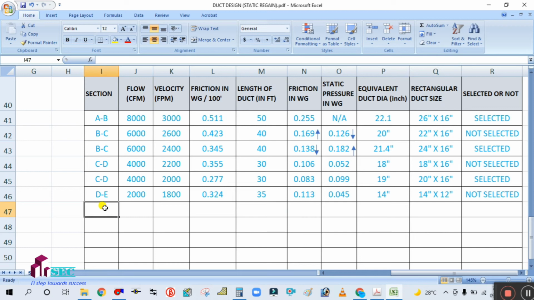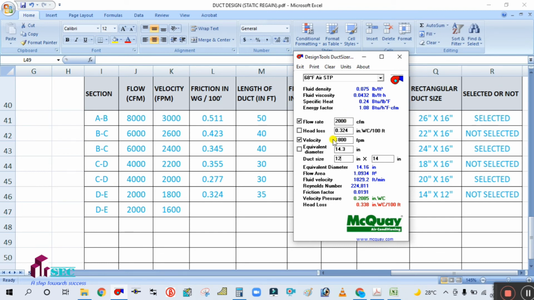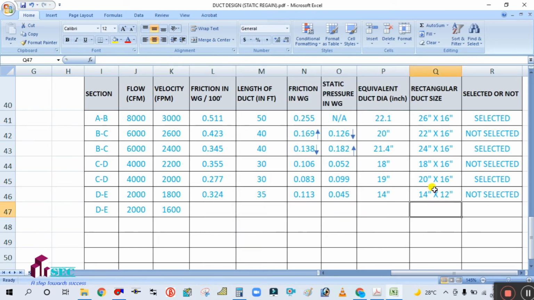We need to assume another velocity here, d to e again, and flow is 2000. Now we have to assume 1600 feet. So using these two values, using the duct sizer, simply enter 2000 and change the velocity to 1600. We are getting 12 inch by 16 inch, so your duct size will be 16 inch by 12 inch, and the round duct dia is 15 inch.